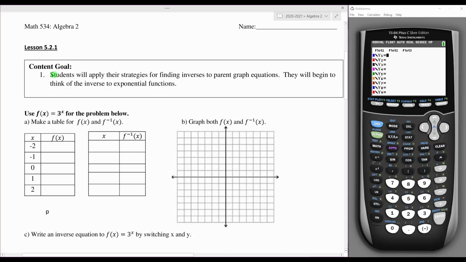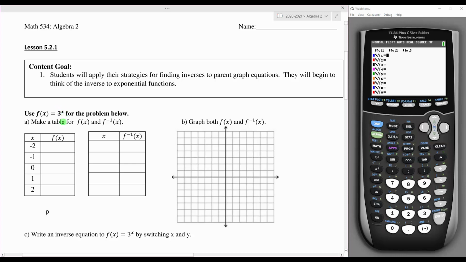Today we are going to be exploring functions of the exponential form. We've been learning how to find inverses for all different types of functions, so we're going to start talking about how to find inverses for what we call exponential functions. Those are functions that look like this, where we have an exponent that is a variable. All right, so we're going to explore that.